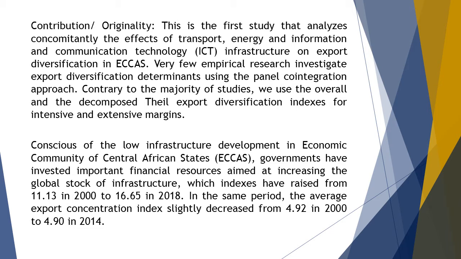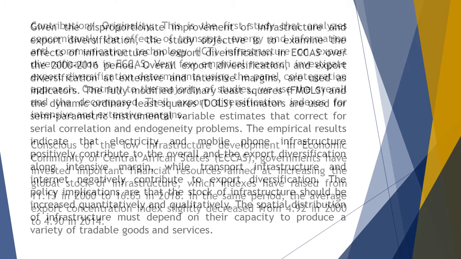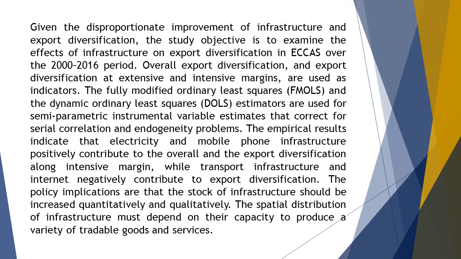Conscious of the low infrastructure development in the economic community of Central African states, ECAs, governments have invested important financial resources aimed at increasing the global stock of infrastructure, whose index has risen from 11.13 in 2000 to 16.65 in 2018. In the same period, the average export concentration index slightly decreased from 4.92 in 2000 to 4.90 in 2014. Given the disproportionate improvement of infrastructure and export diversification, the study objective is to examine the effects of infrastructure on export diversification in ECAs over the 2000 to 2016 period.